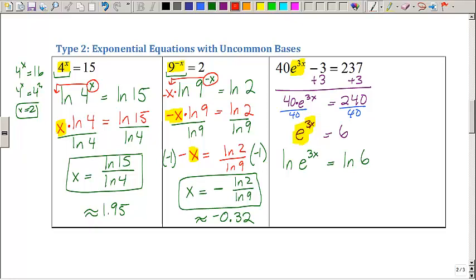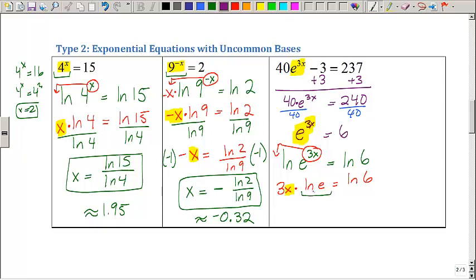The reason I want to do that is so that my variable exponent can move out of the exponent into the coefficient of my ln. So I have 3x times ln e equals ln 6. Next, I'd like to isolate my x variable. But before I do that, I see one other thing that's a little bit interesting to me that I can reduce, and that's ln e.